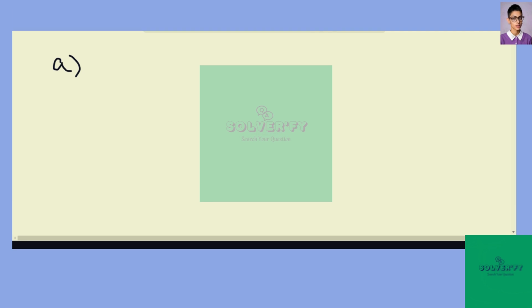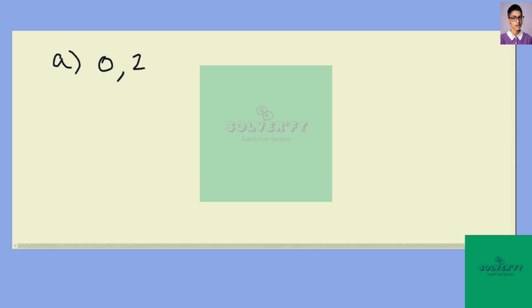We are given a sequence in each part, and we are asked to find a closed form for the generating function of each sequence. So the first sequence we're given is 0, 2, 2, 2, 2, 2, 2, 0, 0, and so on to infinity.